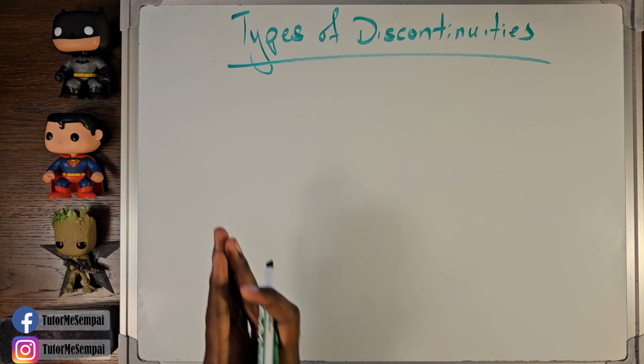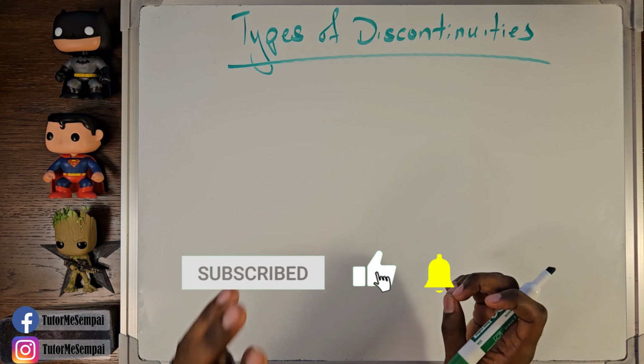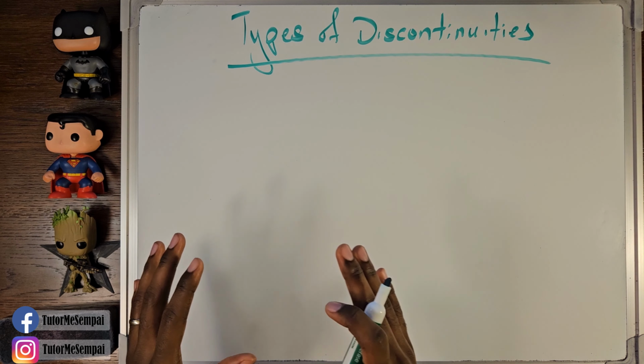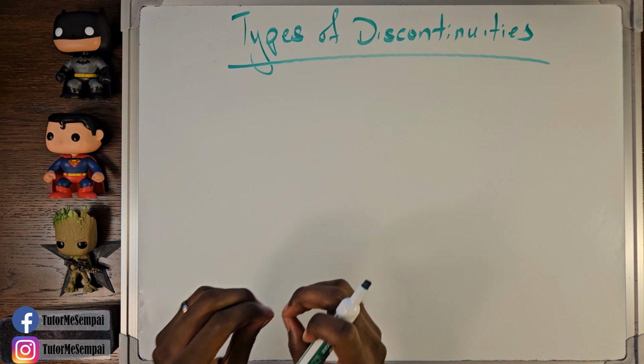In today's video, we're going to be covering function continuity. More specifically, we're going to be covering 3 types of function discontinuity. However, before we get into what makes a function discontinuous, let's first talk about what makes a function continuous.